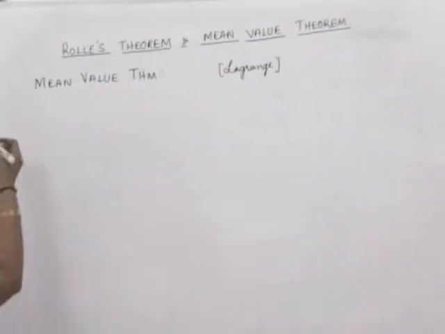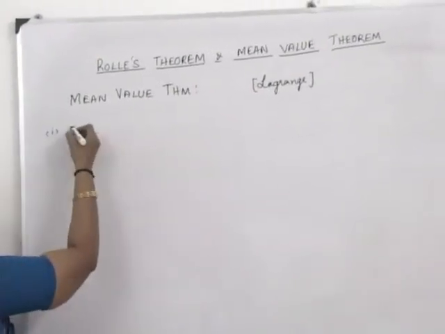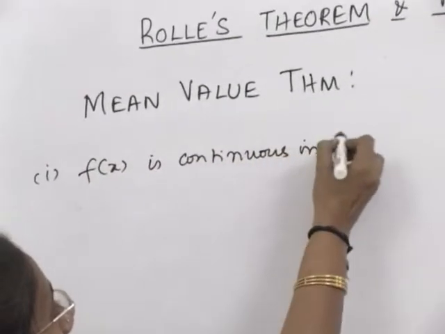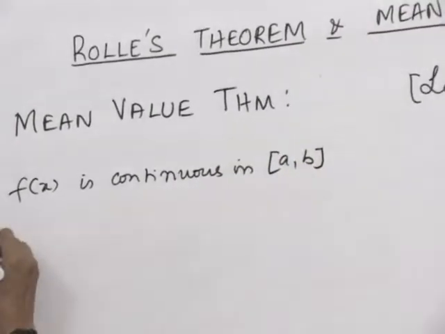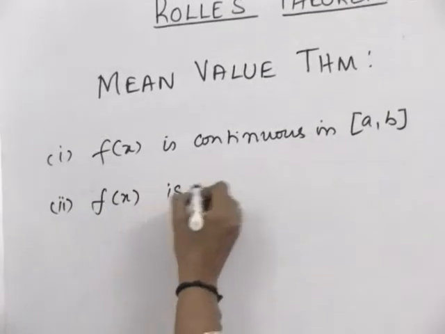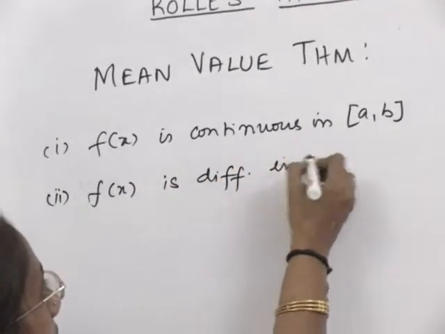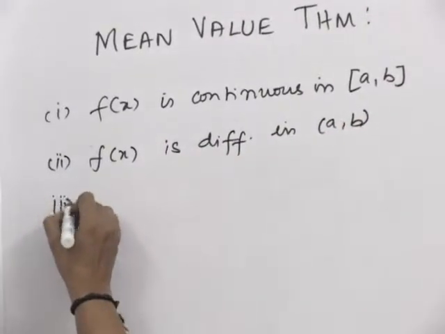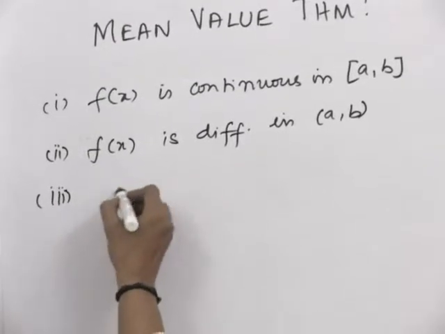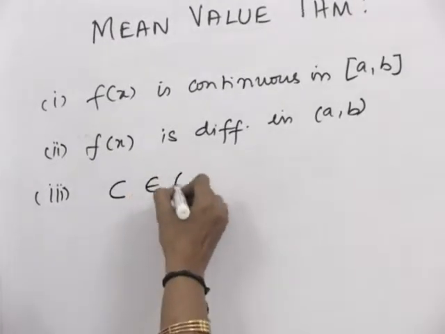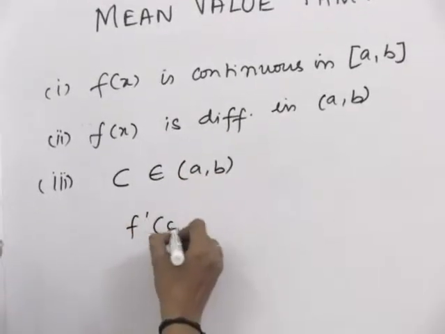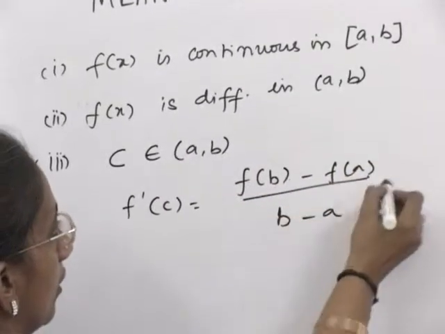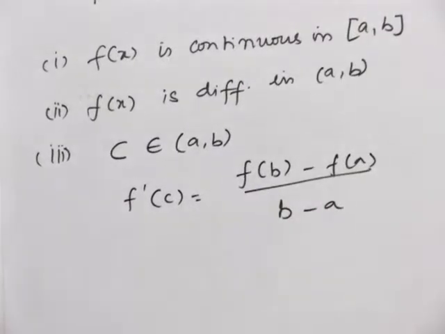Next we will see mean value theorem. Now suppose f of x is a real function and f of x is continuous in the closed interval a comma b. f of x is differentiable in the open interval a comma b, and there will exist a point c. There will be a c which belongs to a comma b such that f dash of c will be equal to f of b minus f of a divided by b minus a. So this is the theoretical concept of mean value theorem.